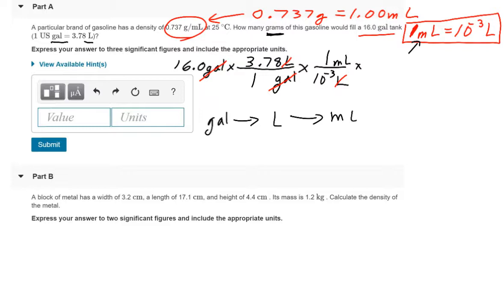Well, milliliters aren't the units we're looking for, so we know we're going to have to get rid of them. Do we have a relationship between milliliters and mass? Hey, yeah. That's what this conversion factor up here is telling us. So if we look here, we know that 1 milliliter is equivalent to 0.737 grams. Hey, grams are the unit I'm looking for. Therefore, I must be done. So I'm going to multiply everything on top, divide through by everything on the bottom. 16 times 3.78.